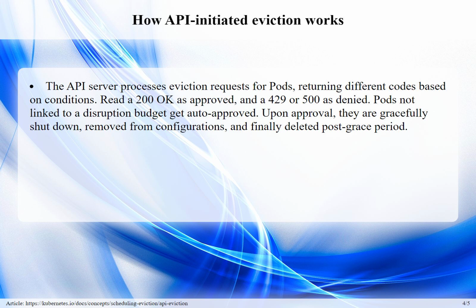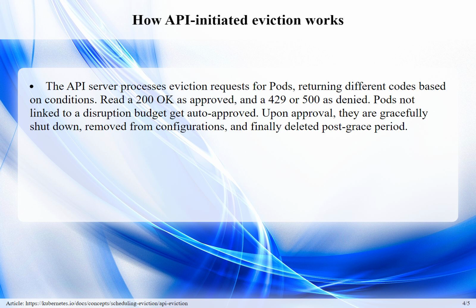3. A 500 error suggests a misconfiguration, like several pod disruption budgets for one pod. 4. If no pod disruption budget exists, eviction is automatically allowed with a 200 response. The pod is then marked for termination in the API server.